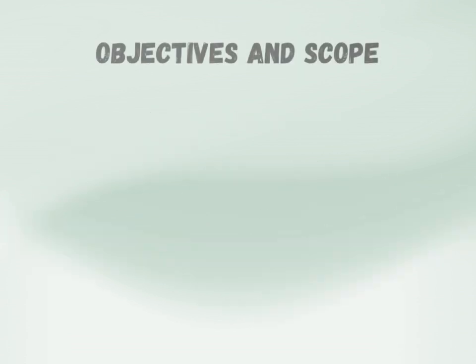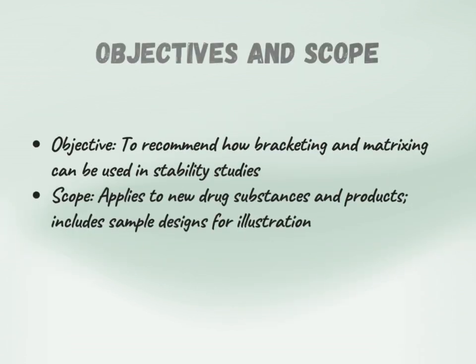The key objective of this guideline is to recommend when and how reduced study designs can be implemented while still ensuring robust stability data. Essentially, it allows companies to minimize the number of tests by targeting only the most informative samples and time points. It applies to both new drug substances and finished pharmaceutical products. The guideline provides not only principles, but also practical examples to illustrate its application.